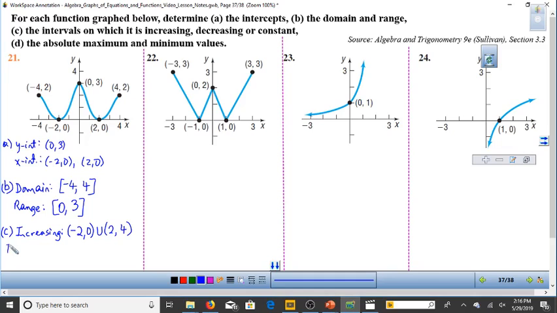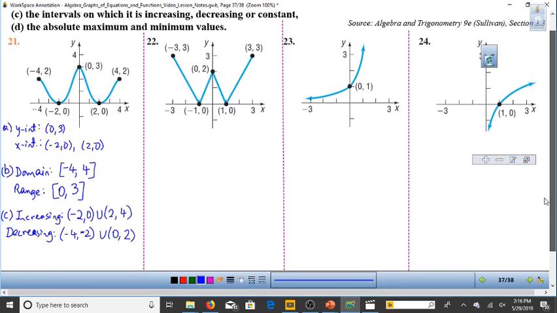The graph is decreasing. It starts decreasing at -4 and stops decreasing at -2, and then picks up again at 0 and stops at 2. The graph is never constant, so we'll leave it as that.